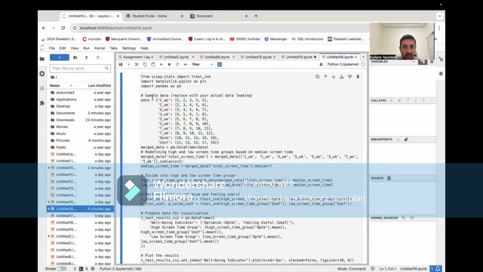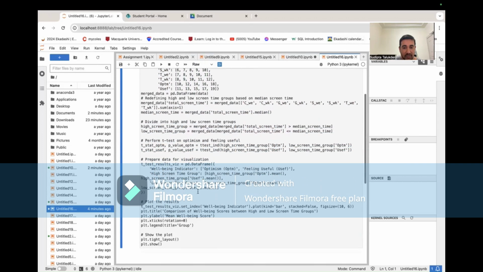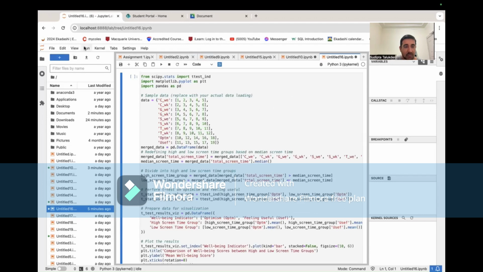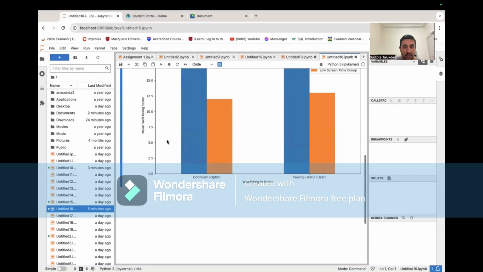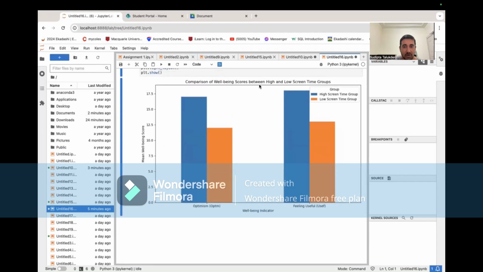This is the raw file of this code, and here we also redefine high and low screen time groups based on the median score, divide into high and low screen time groups, and perform t-tests on optimism and feeling useful, and we also show the t-test result. Now I will run this code. Yeah, here we can see the difference in well-being scores between high and low screen time groups. Thank you.